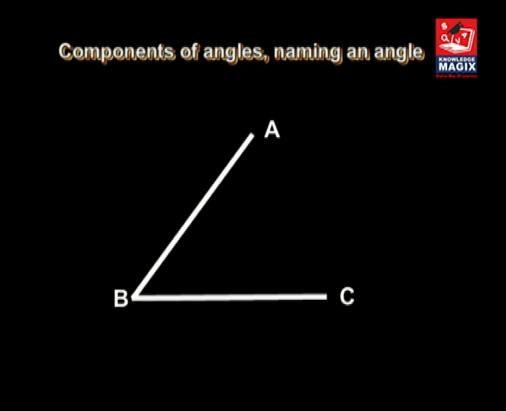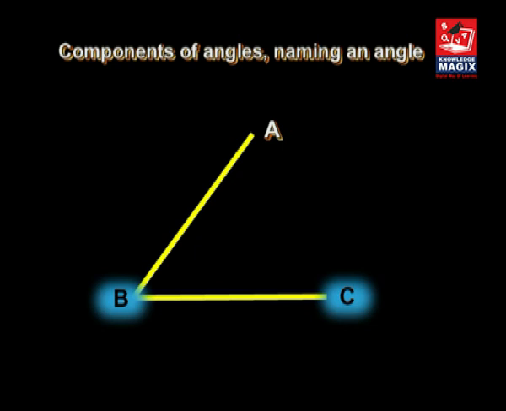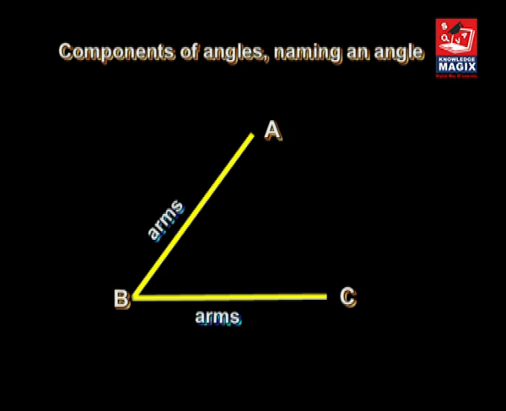Here we can see an angle. The angle has two lines, line BA and line BC. There is a common point, point B. These two lines join together to form an angle. The common point B is called the vertex, and BA and BC are the arms of the angle.